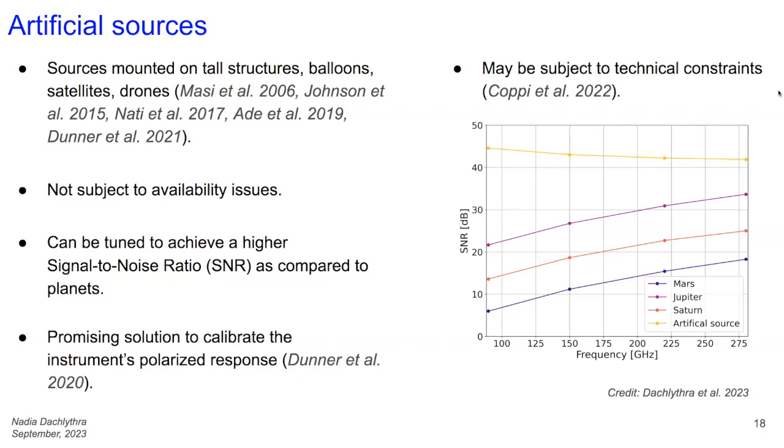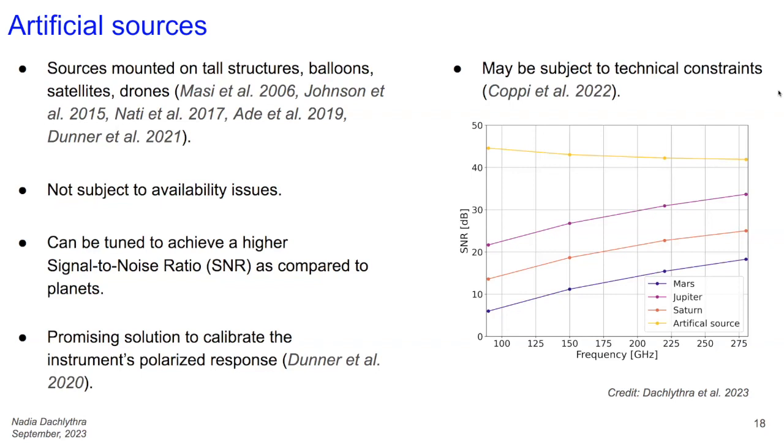So what we're actively looking at as a community is to mount the source on a drone and then just fly this drone over a telescope to do our calibration runs. And we actually tested that, and we got a very good signal-to-noise ratio. This is because we can actually tune the signal-to-noise ratio of a man-made source. We don't have to rely on the natural brightness of the astrophysical sources, or wait for them to be apparent. We can fly the drone whenever we want.